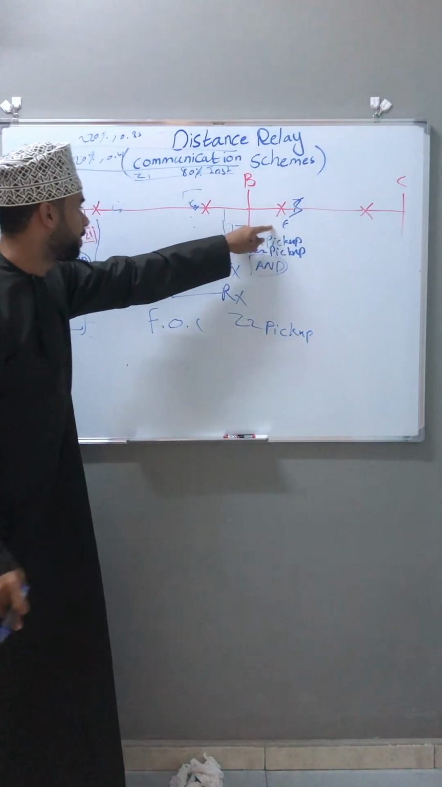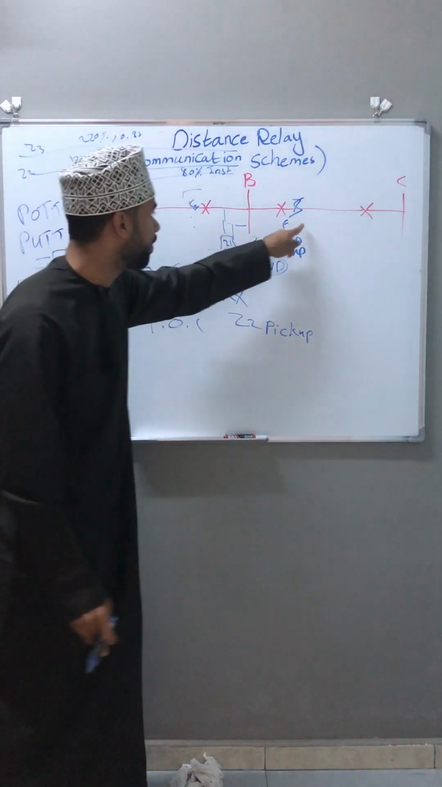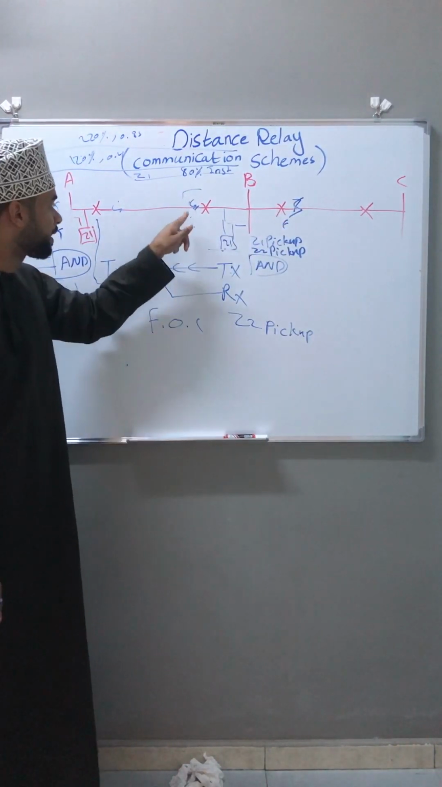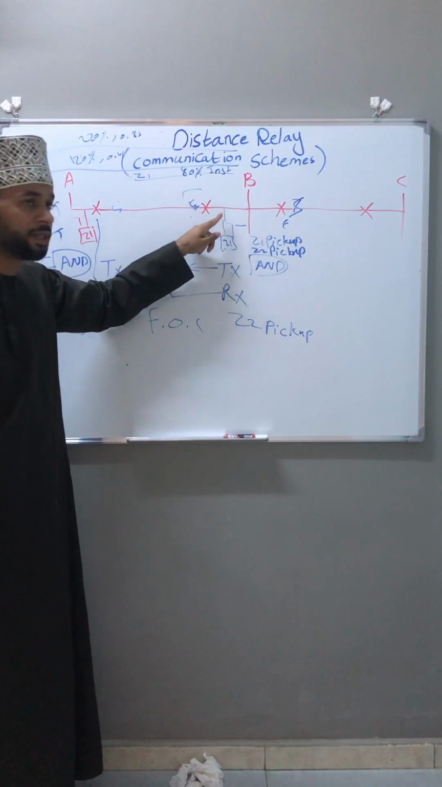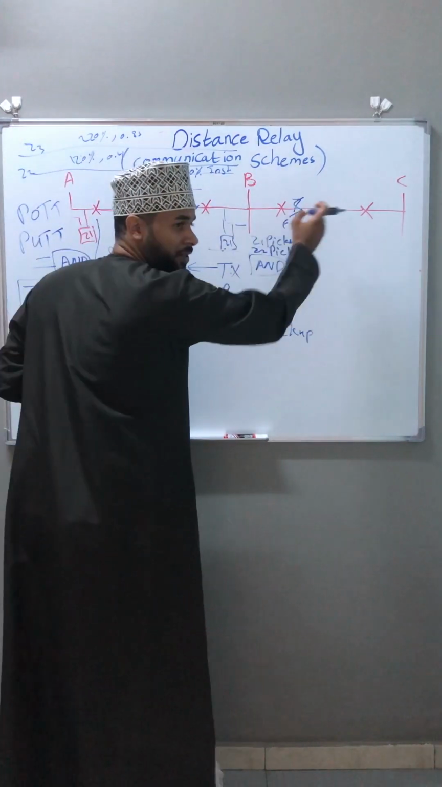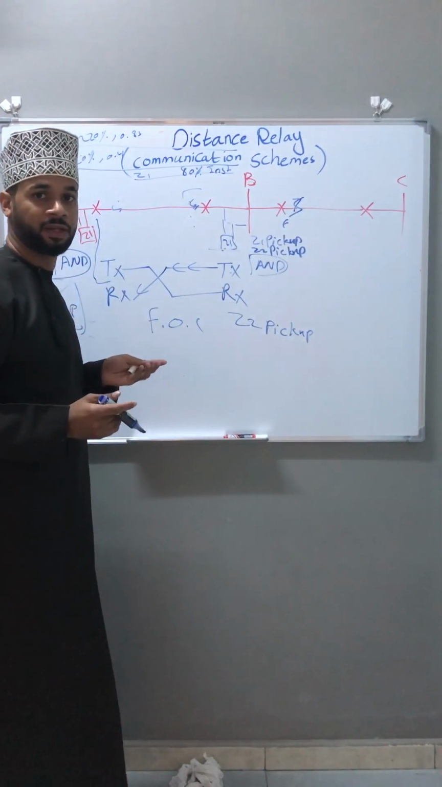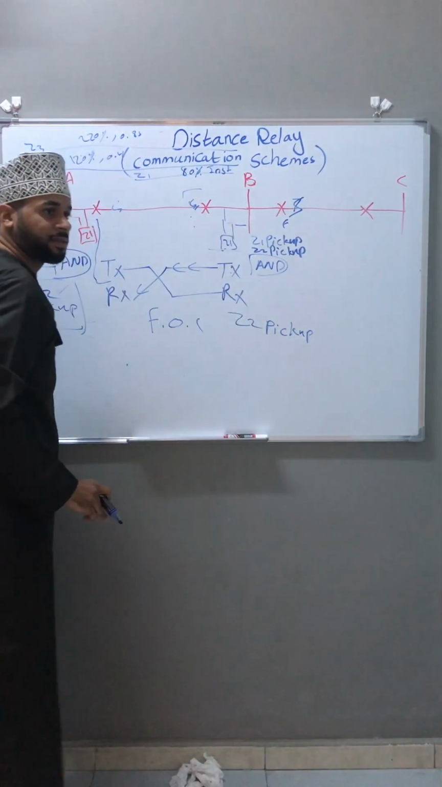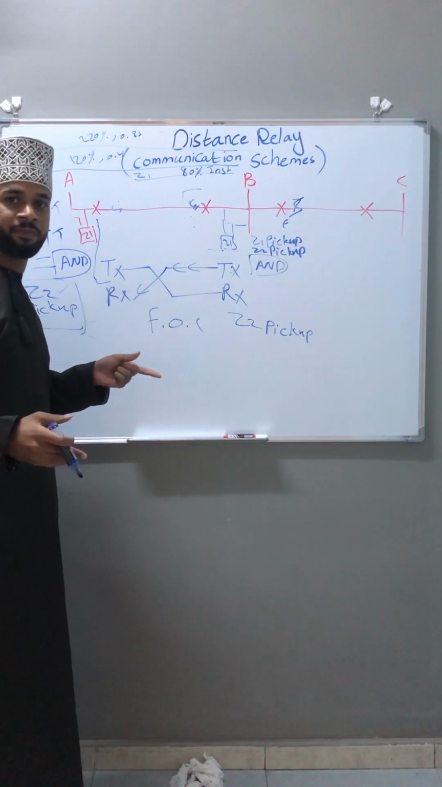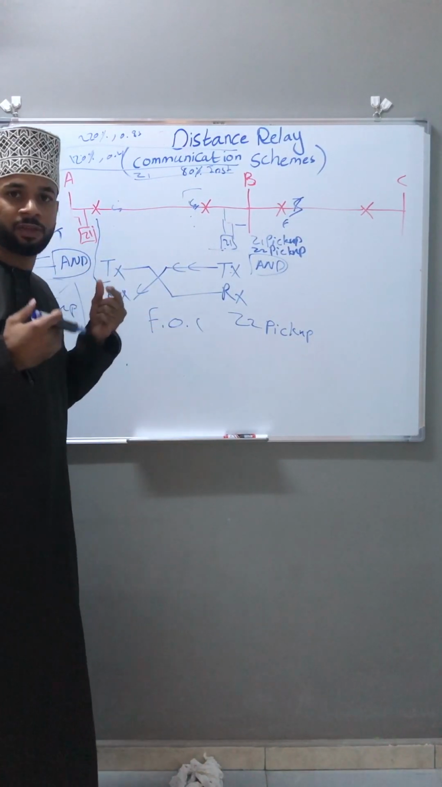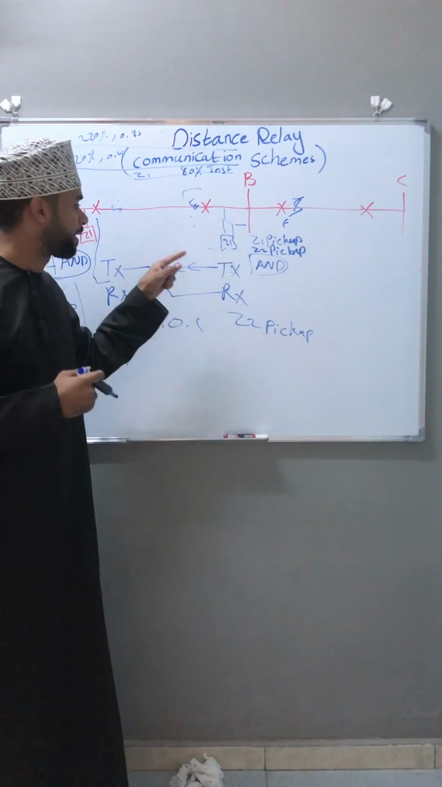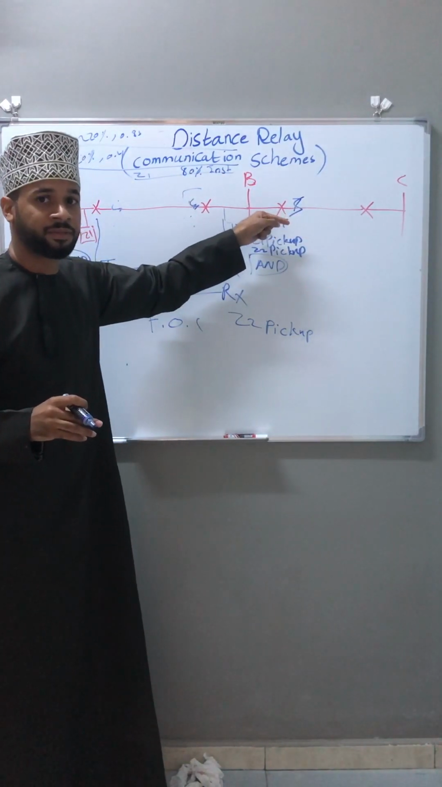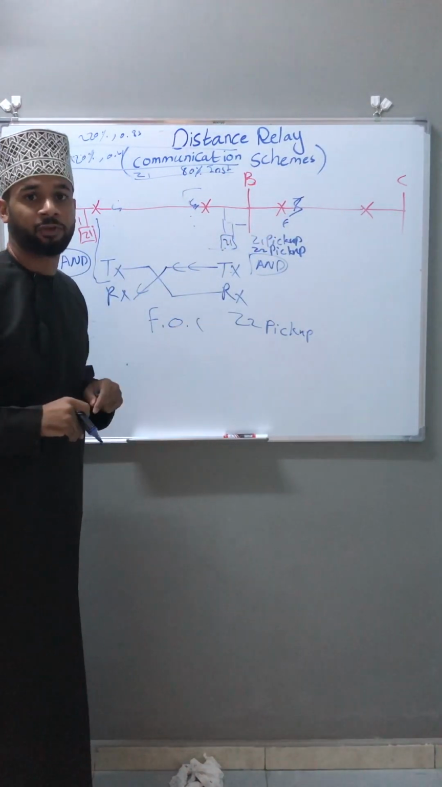If you check this fault, the distance relay in substation A will see the fault in zone 2. But this relay in substation B will see the fault in the reverse direction. So this relay will send a signal to the other distance relay in substation B. It will say, I sense the fault in zone 2, let's trip. But this distance relay will say, no, this fault is in the reverse direction, so I will block the communication between us.